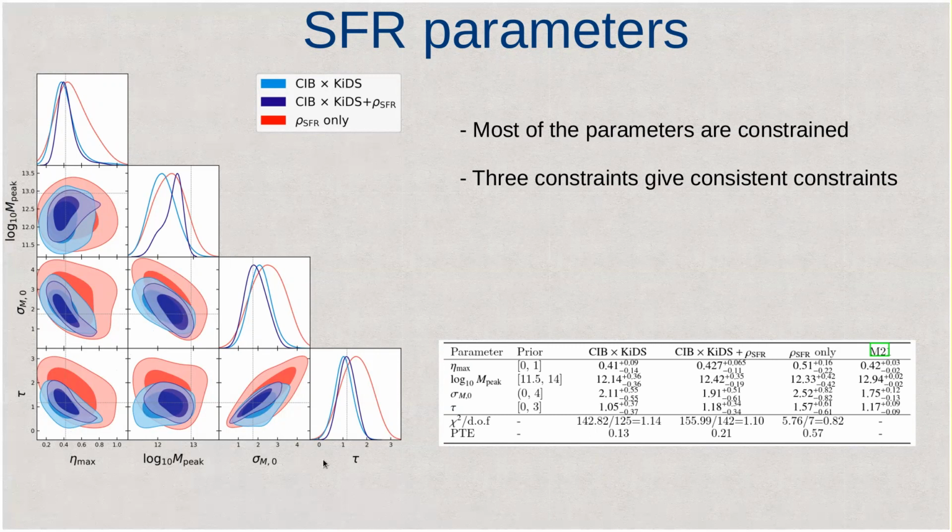Here we have 4 SFR parameters. Eta max is the maximum efficiency of star forming rate, and M peak is the halo mass where we have maximum star forming rate. Sigma m and tau describe the width of the log normal distribution of star forming rate with respect to halo mass. And we also see that the fitting is actually pretty good. For this cross correlation, we have a reduced chi-square equal to 1.14. So we conclude that our model works fine, and the fact that they give consistent constraints means that the cross correlation is indeed a valid probe of star forming rate.